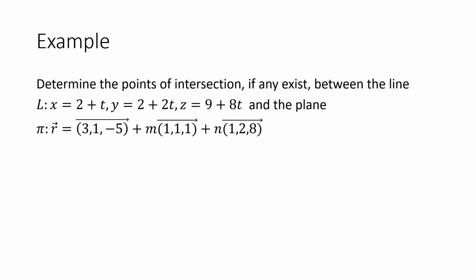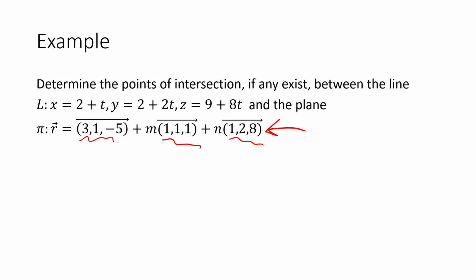Now, what if we are looking for the points of intersection, if any, between the line shown in parametric equation form and the plane shown in vector equation form? Well, first thing we want to do is recognize that we want that plane to be in Cartesian equation form. So what we're going to do, since these direction vectors are non-collinear, is determine the cross product of those two direction vectors and use that as the normal vector of our plane.